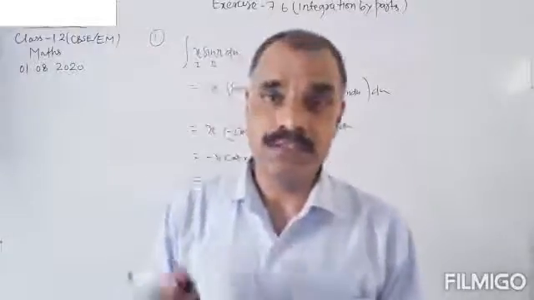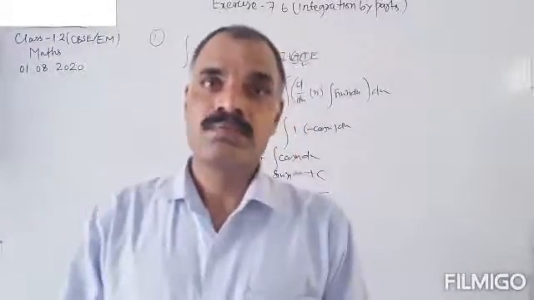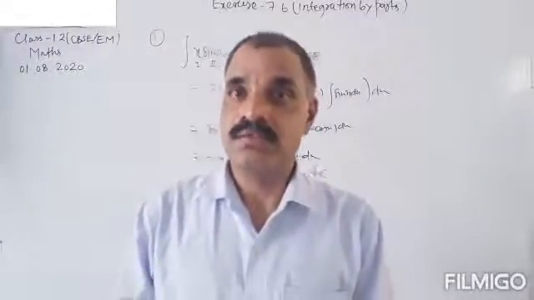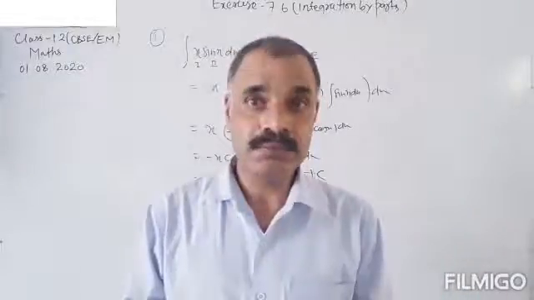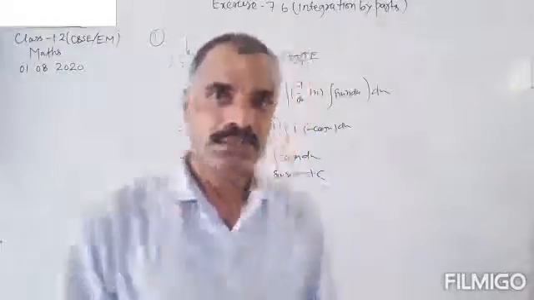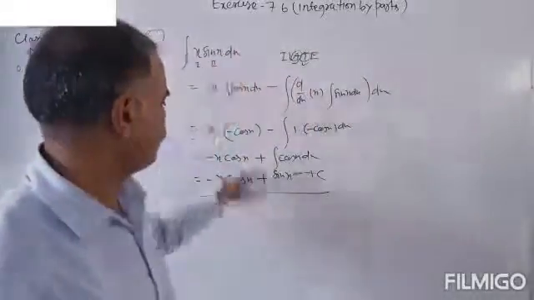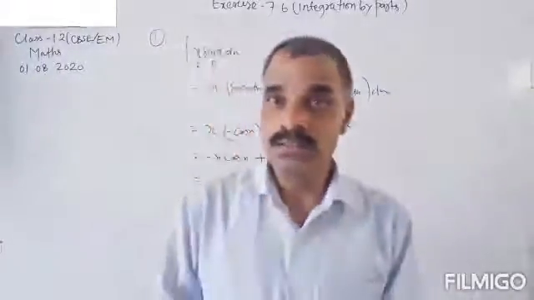In this method, the first function would be that function which can be differentiated easily, and the second function would be that function which can be integrated easily. So the integration of x sin x is equal to minus x cos x plus sin x, using the integration by parts rule.